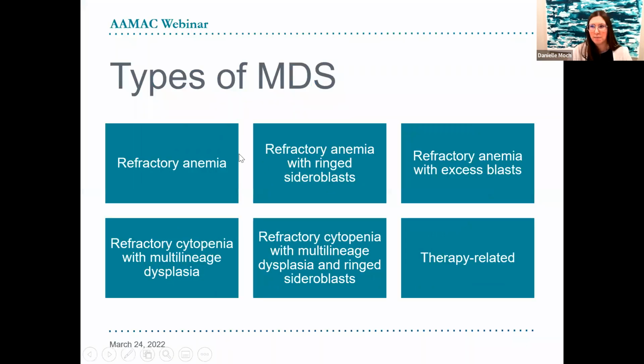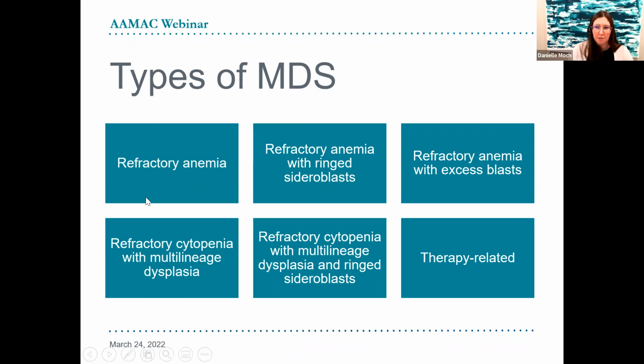So there are multiple types of MDS. I've listed 6 here. There is an additional one called de novo myelodysplastic syndrome, which basically means that it develops without any known cause and it doesn't fit into any of these other categories. So there are definitely multiple different types, and there can be different challenges in the blood.